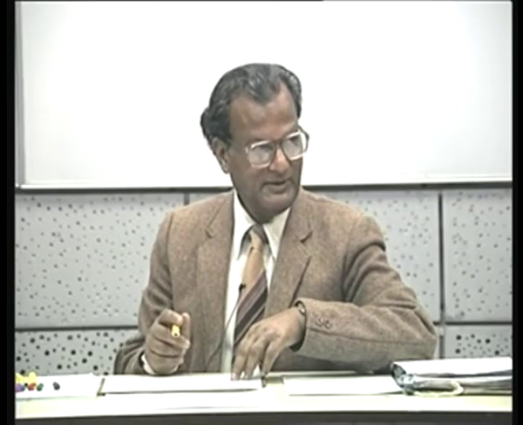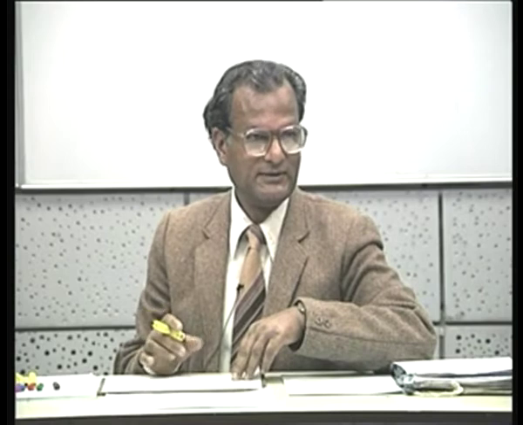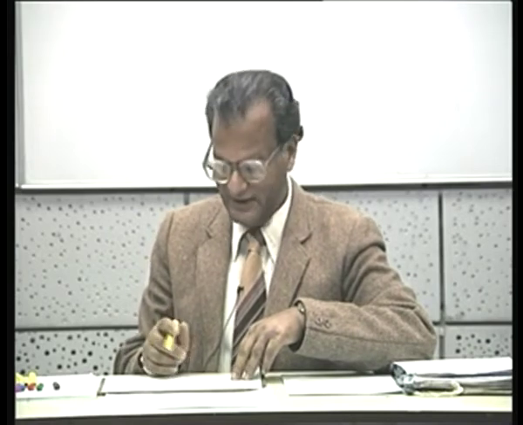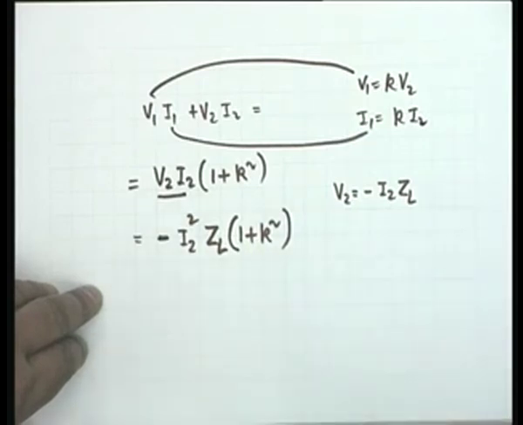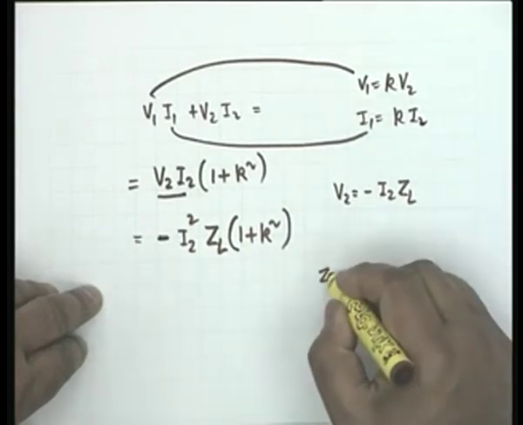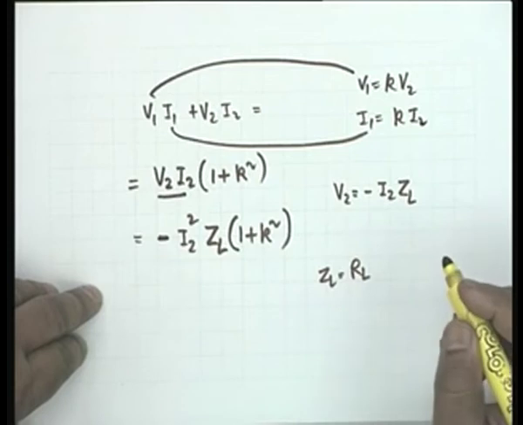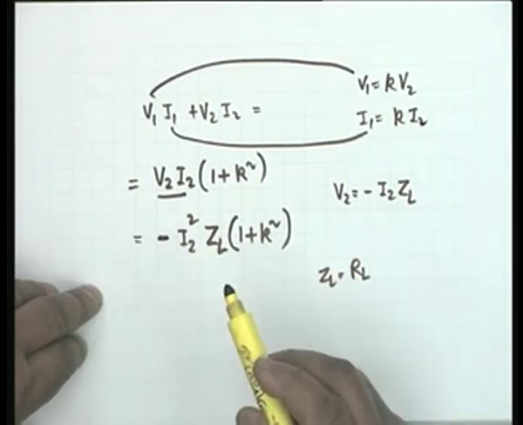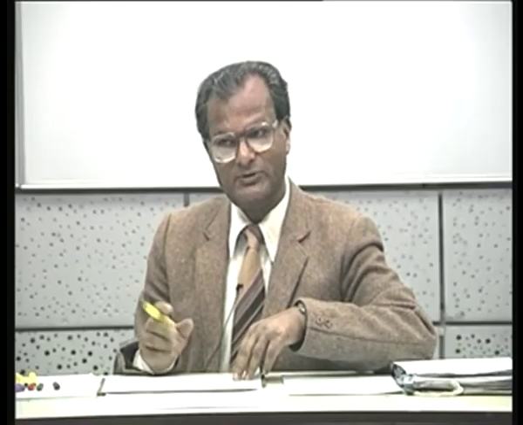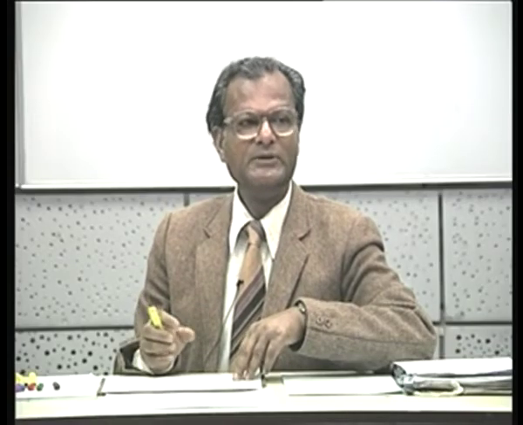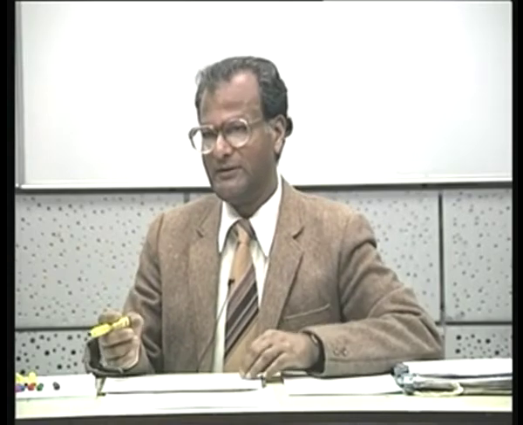Alright. Therefore, the power that goes in can be negative, this sign negative. I2 squared, if it is a resistive network, let us say, if ZL equals a positive resistance RL, then I2 squared is a positive quantity, and therefore the power that goes in can be negative, which means that the 2-port generates power. It does not absorb power, it generates power.